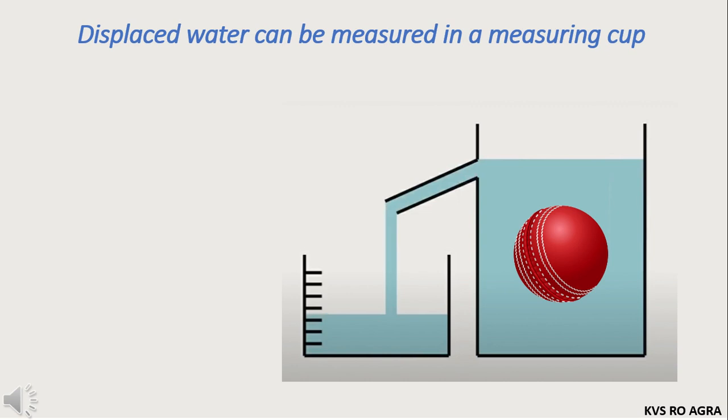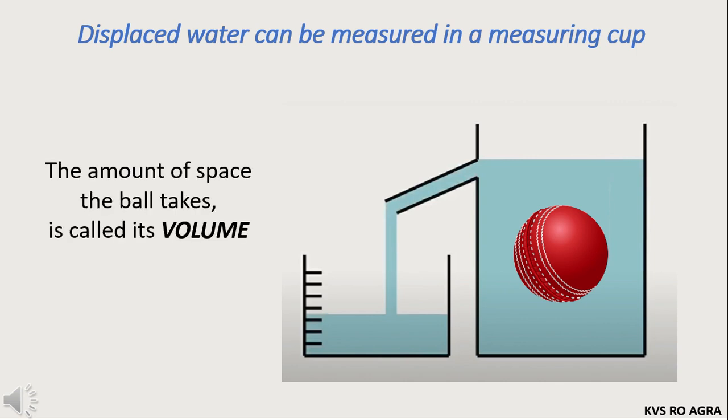Well, how much water did the ball displace? If we collect the water which has overflown from the jug in a measuring cup, we would know how much water was displaced. Suppose the water displaced was 250 milliliter. Then we can say that the space occupied by the ball is 250 milliliter. So the amount of space the ball takes is called its volume.